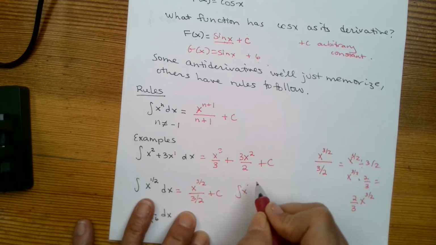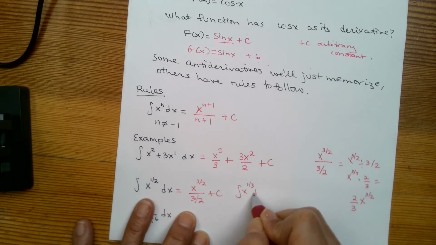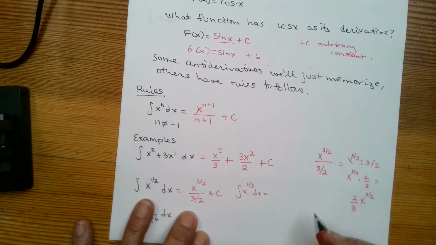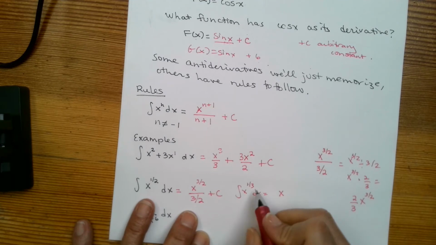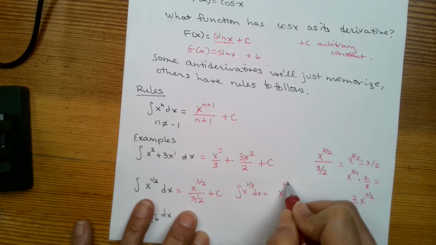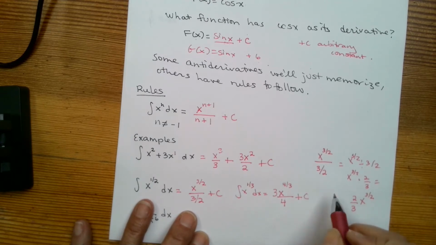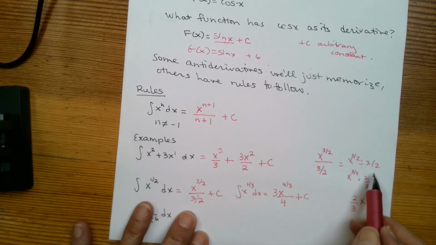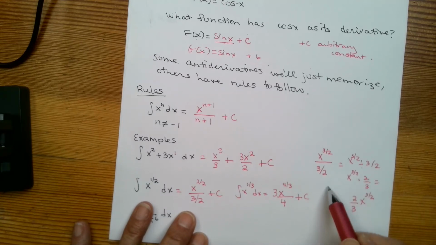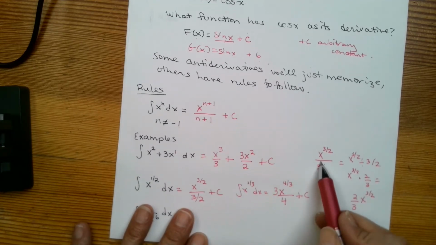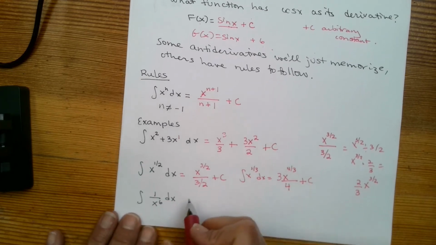So let me do a different one: x to the 1/3 dx. 1/3 is the old power, add 1 to get 4/3, divide by 4/3, but then the thirds pop up to the top. I'm not going to go through this step because I've done it enough, and if you convince yourself, when you divide by that new power, the fraction stays.